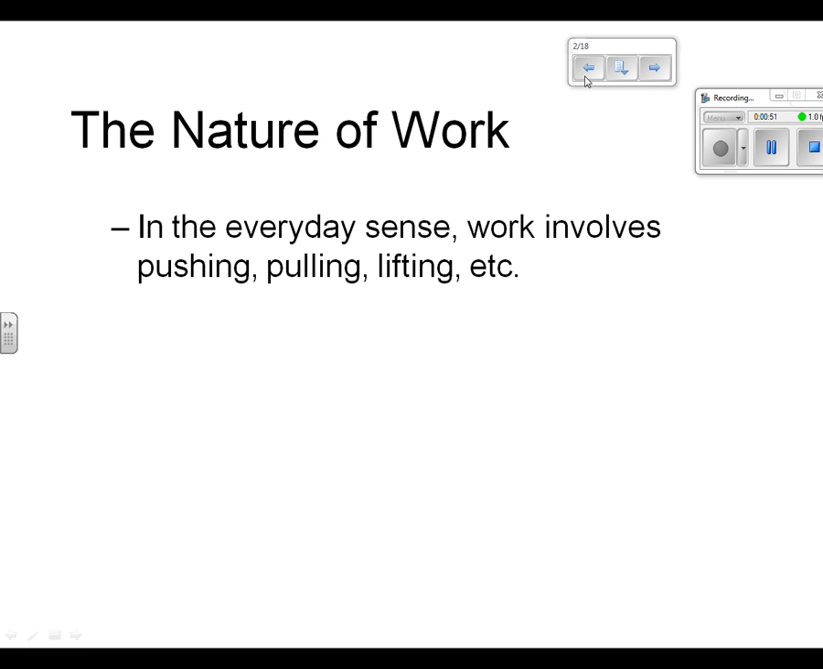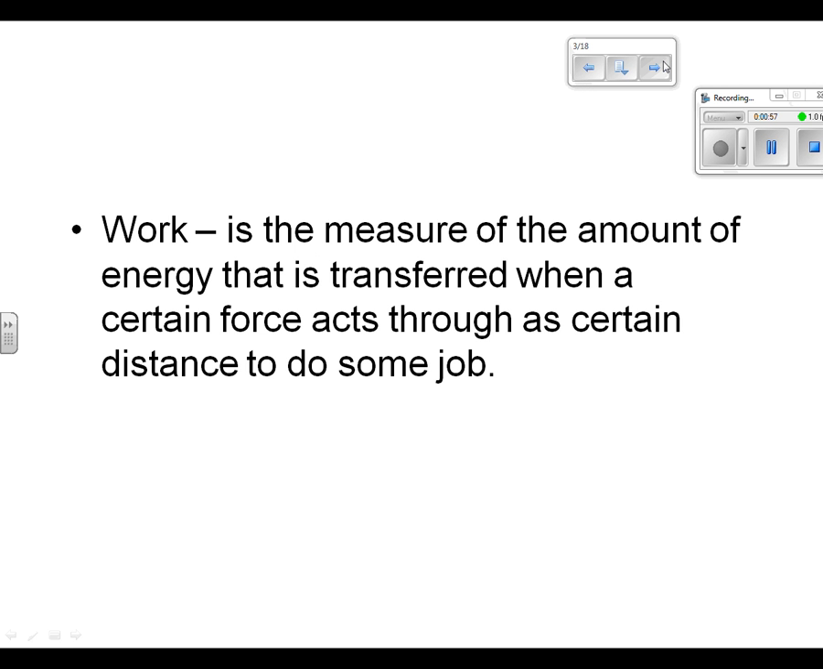So in the everyday sense, work involves pushing, pulling, lifting, that kind of stuff, right? Work is the measure of the amount of energy that is transferred when a certain force acts through a certain distance to do some job. So there must be transfer of energy by way of a force through a certain distance to do some job. And the force has to be in the same direction as the displacement.